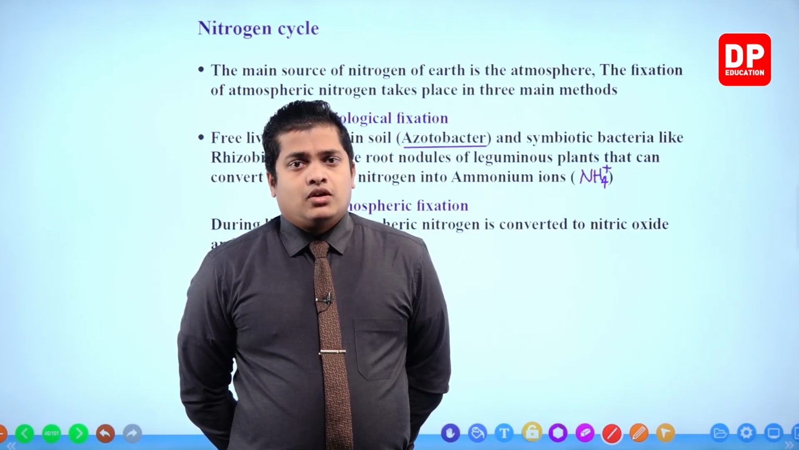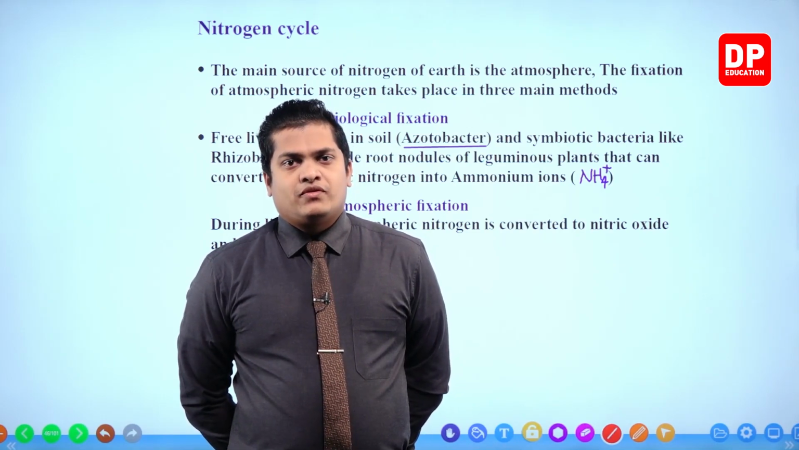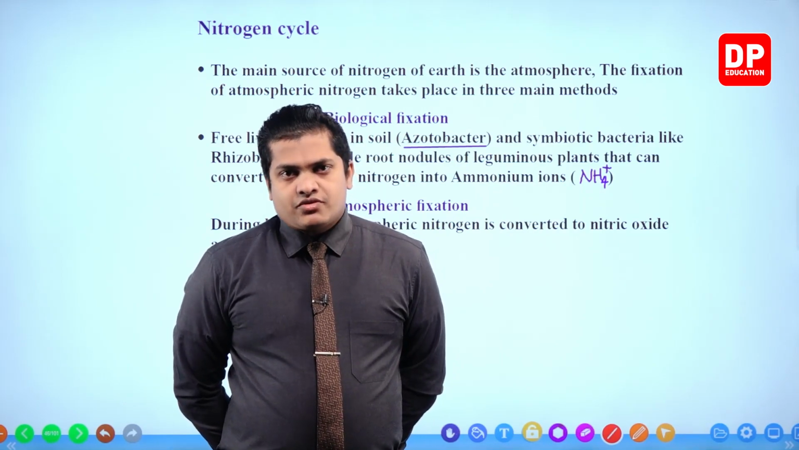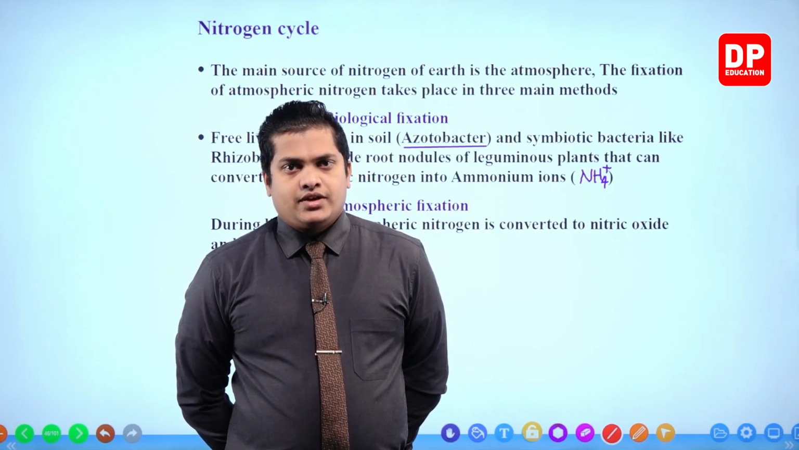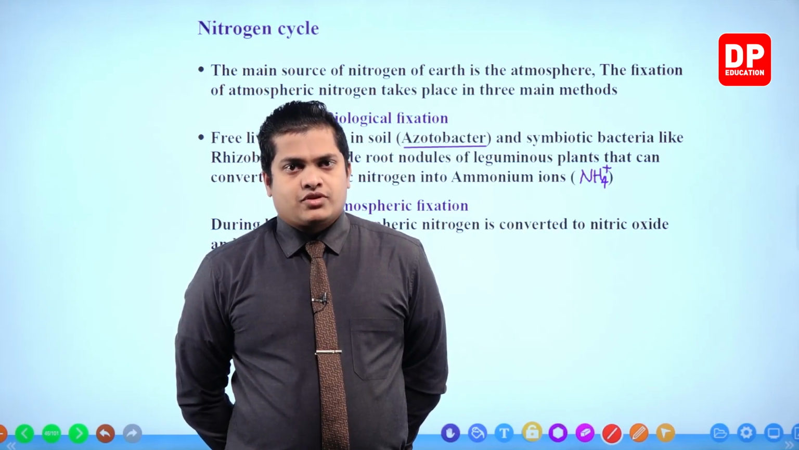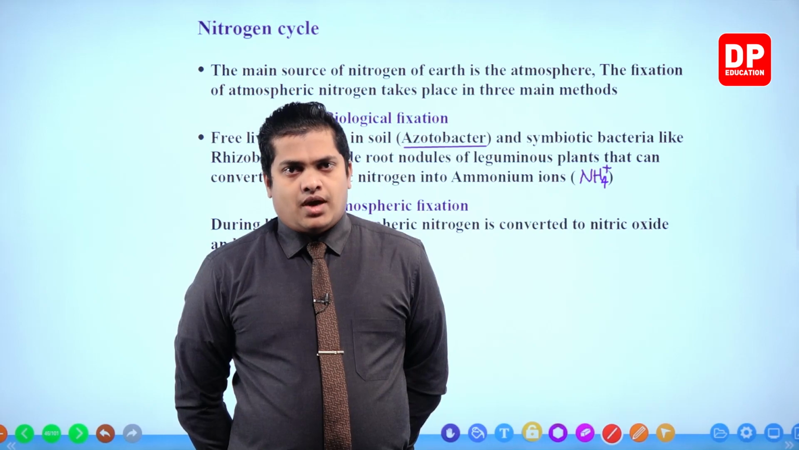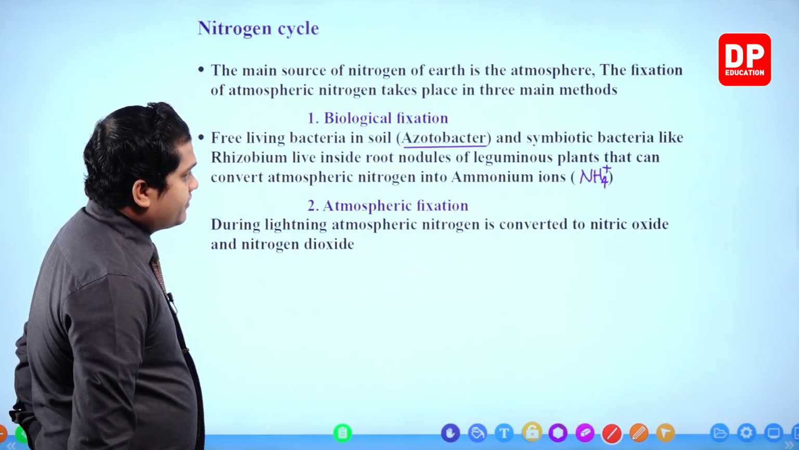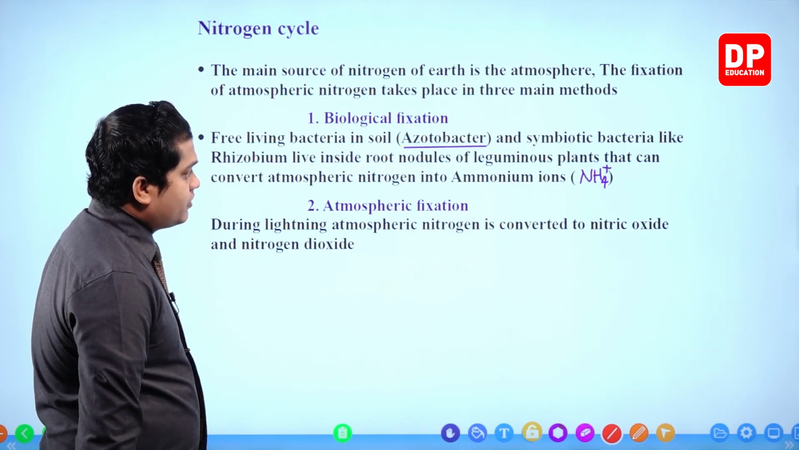In the roots of mimosa plants, we can identify these root nodules. They are small circular structures present within the roots. These areas contain a special kind of bacteria referred to as rhizobium. Rhizobium has the ability to absorb nitrogen from the atmosphere and convert it into ammonium compounds. Rhizobium live inside the root nodules of leguminous plants and convert atmospheric nitrogen into ammonium compounds or ammonium ions.